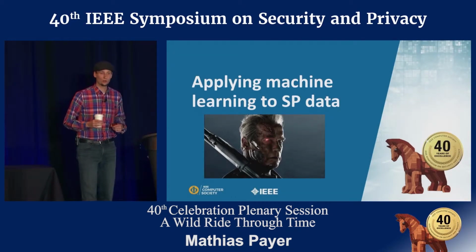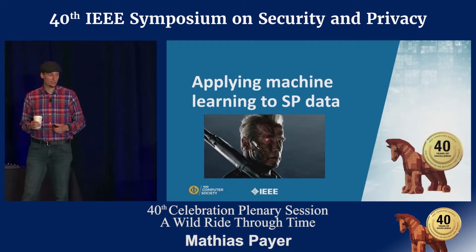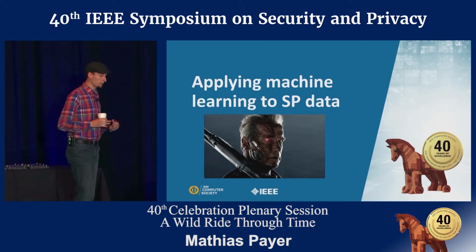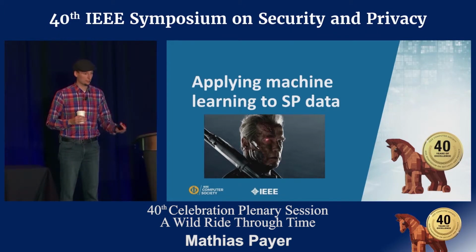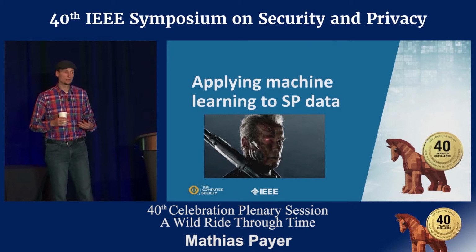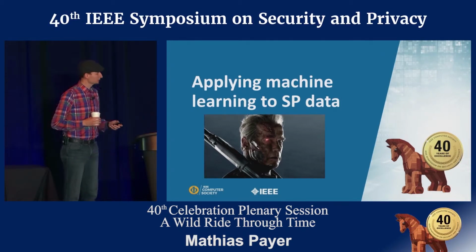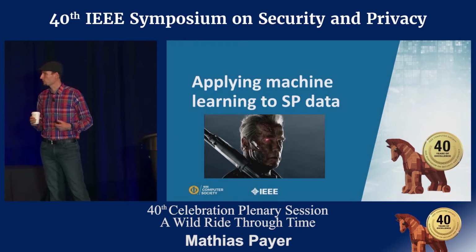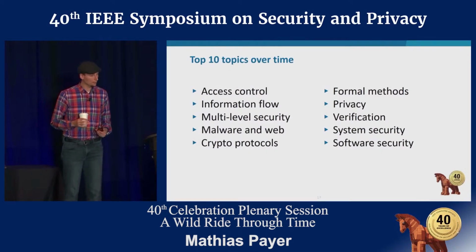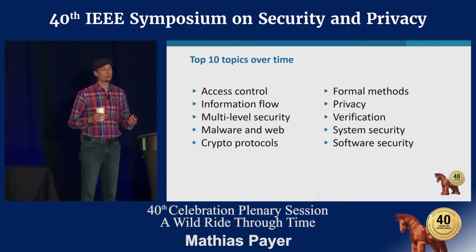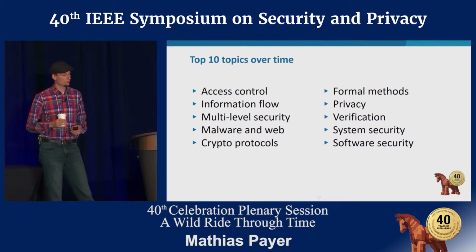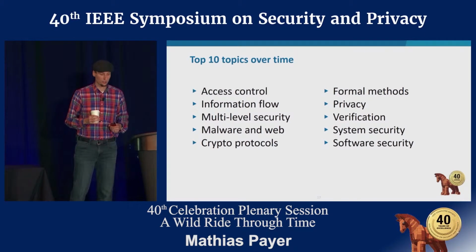Let's apply some machine learning to all the data that we have and see what kind of information we can gather. The first thing we did is we extracted titles, abstracts, and keywords, and then did some filtering based on the most common keywords that were used at Oakland during the last 40-ish years. The main keywords that emerged, some of them very active before, some of them still active, are access control, information flow, multi-level security, malware and web, crypto protocols, formal methods, privacy, verification, system security, and software security.